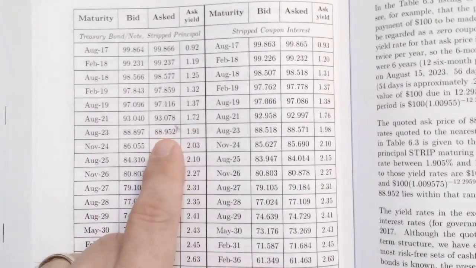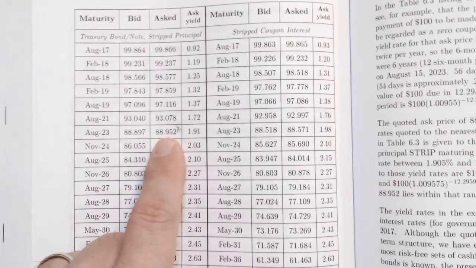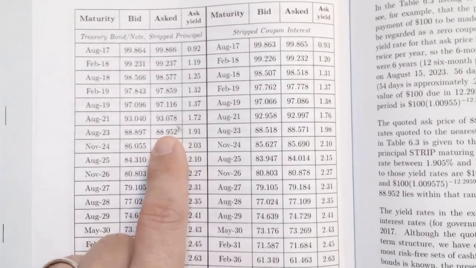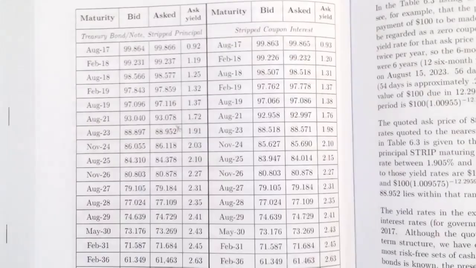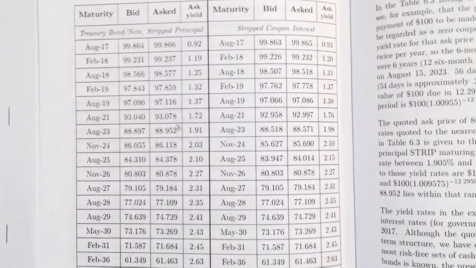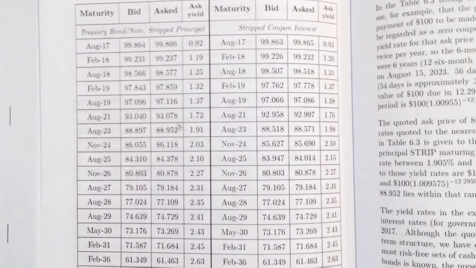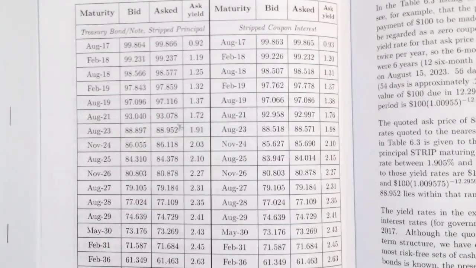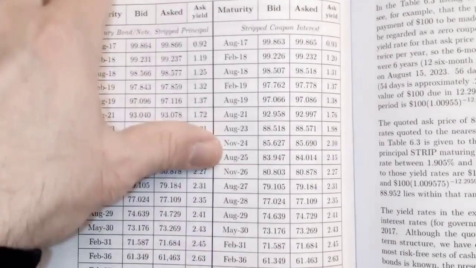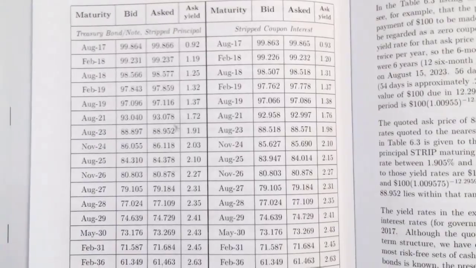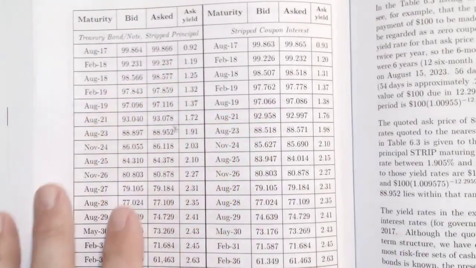8/15/23, August 15th. See this little star I put right here? That's a price of 88.952 for $100 payment, principal. And the yield rate is 1.91%. So that means each 6 months, it's half that. It says here that this was done on June 22nd, 2017.